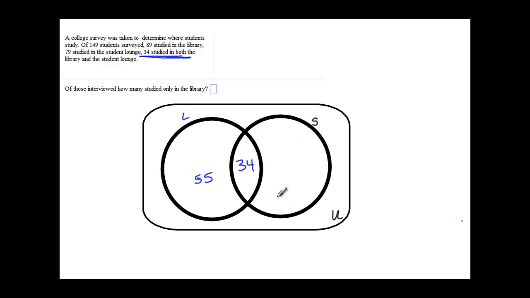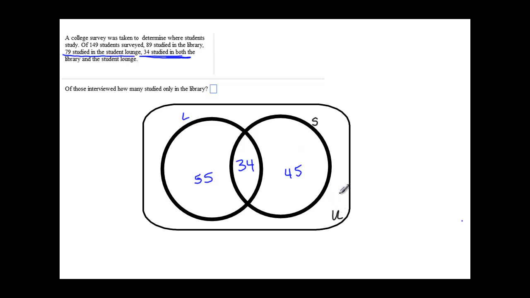And then as we go to fill in the third region here, we want to look at, in the problem it said that 79 students studied in the student lounge. So this entire circle should contain 79 students, which means that this region would contain 79 minus the 34, which is 45 students.